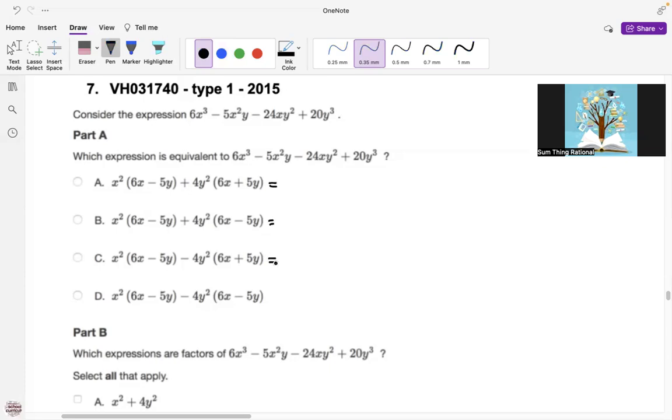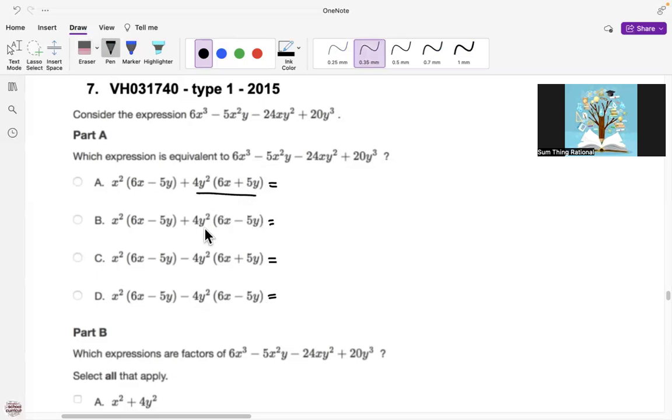So when we look at the answers, what do you notice here? Look at the answers carefully. The first terms are the same, you see? X squared times 6x minus 5y. All of them have x squared times 6x minus 5y. Do you notice that? It means I should not identify from the first term. I need to check the remaining terms.